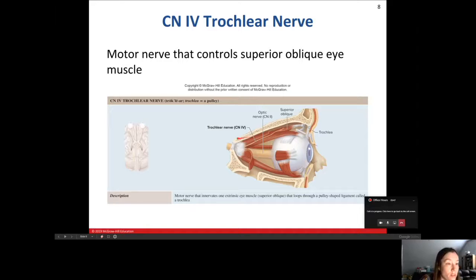We have cranial nerve 4, which is the trochlear nerve. So the trochlear nerve, this is another eye muscle nerve, but it is the only one, and it only goes to this specific extrinsic eye muscle called the superior oblique. So the superior oblique. And this is the trochlea. So it comes around this pulley here. And so the trochlear nerve innervates the superior oblique, which goes around the trochlea. So this is motor also.